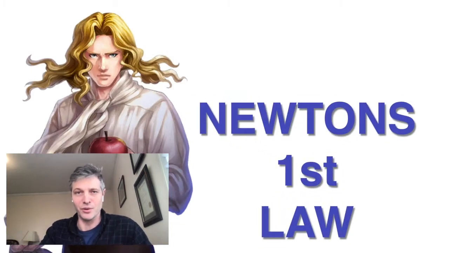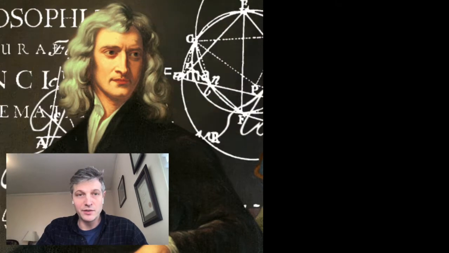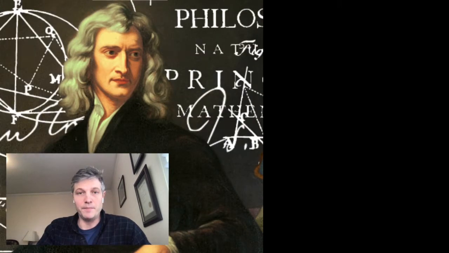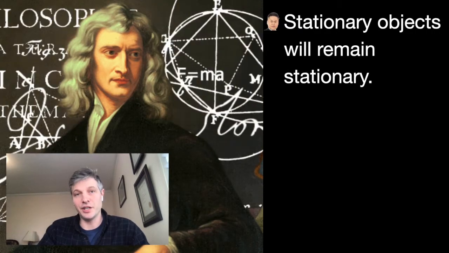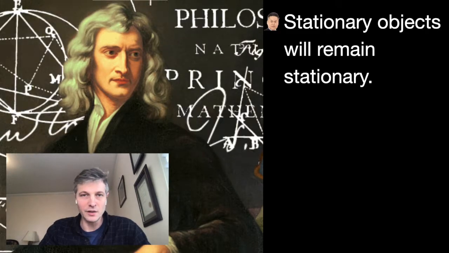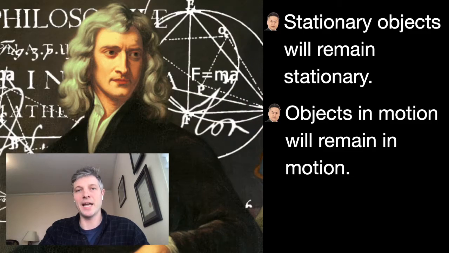So, without further ado, let's jump into Newton's first law. It is very easily stated, and we can state it essentially with just two statements. The first is stationary objects will remain stationary, or you could say objects at rest will stay at rest. The second component is objects in motion will remain in motion.